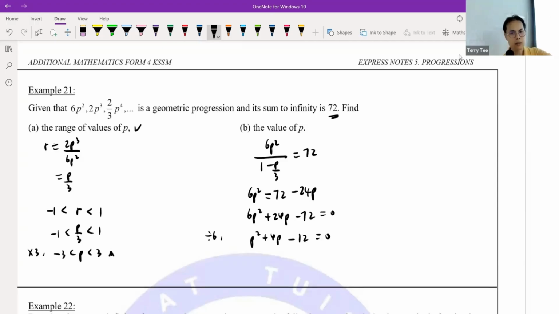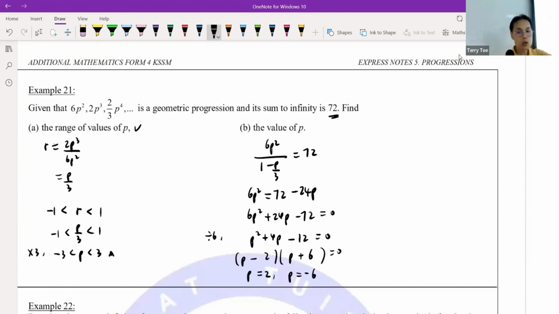What are the factors of 12 here? I should use 6 and 2, plus and minus. Now p can be 2 or -6. Okay, this one, be very careful. Which answer should I take?